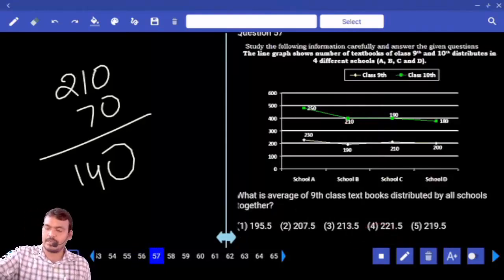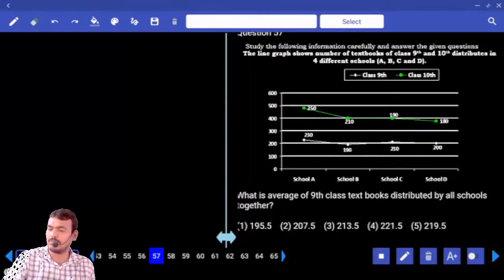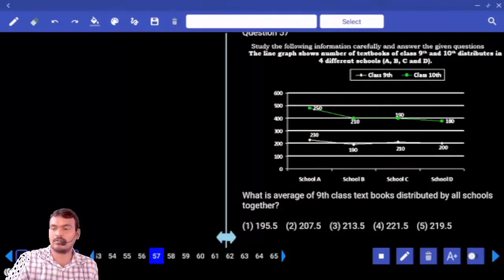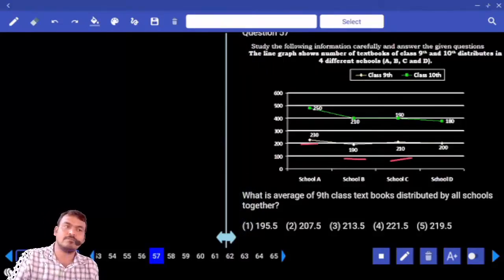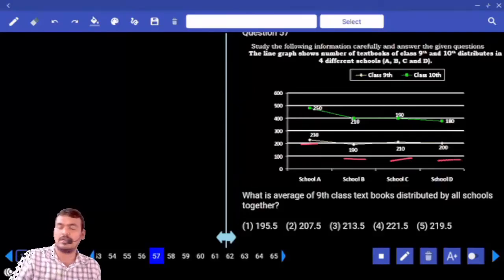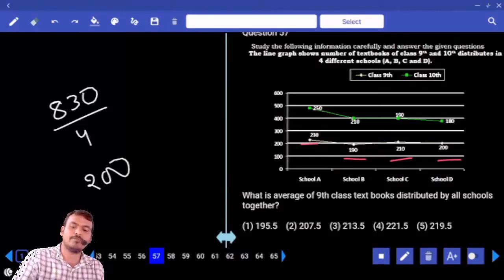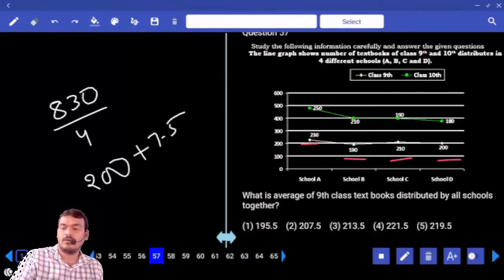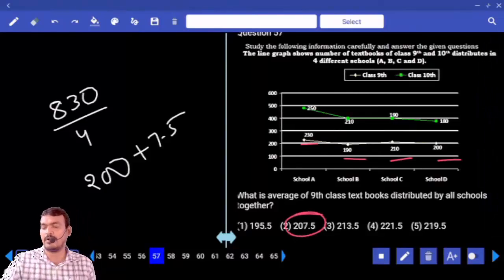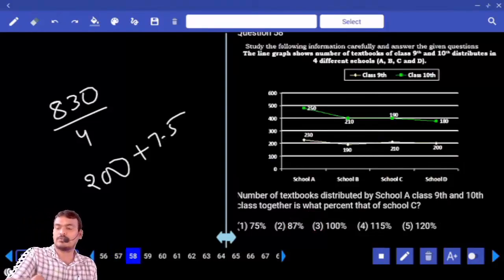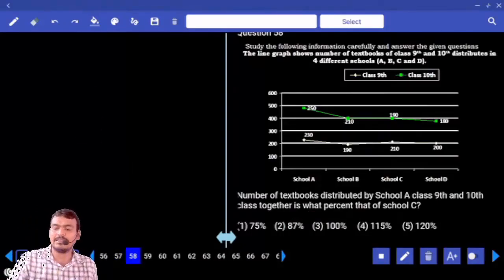Next question number 57. What is the average of 9th class textbooks distributed by all the schools together? First we are adding all the 9th class values, or not? 230 plus 190 is 420. 420 plus 210 is 630. 630 plus 200 is 830, divided by 4. First 800 by 4 means 200. 30 by 4 means 7.5. What is the total answer? 207.5.